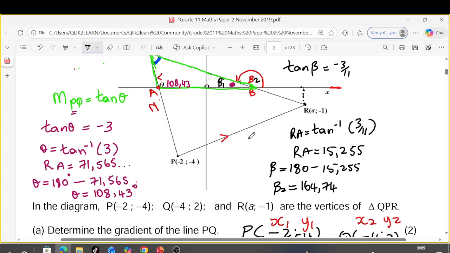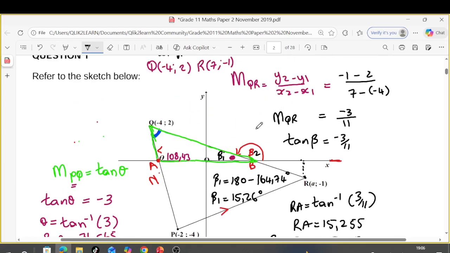To find beta 1, angle beta 1 is 180 minus beta 2, which is 164.74. Reason: angles in a straight line. So this will be 180 minus 164.74, which gives us the very same 15.26 that we got before. So beta 1 is equal to 15.26 degrees.